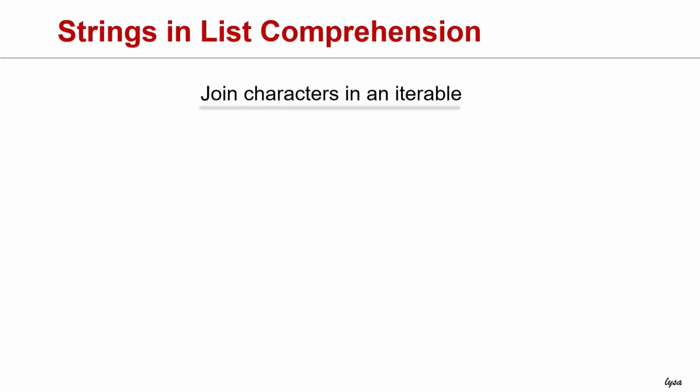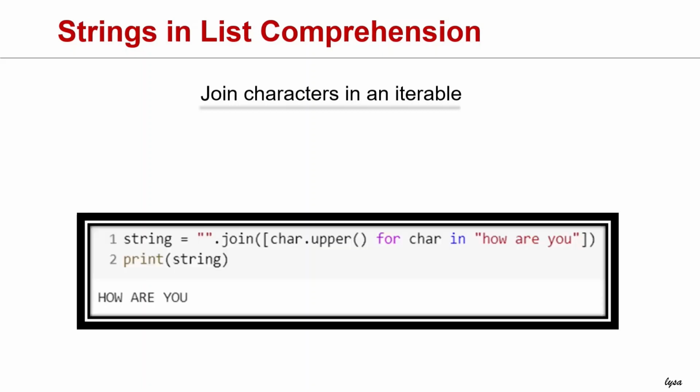This slide is not about list comprehension, but has more to do with strings, wherein I just want to join all the characters in an iterable. So as usual, we have char.upper for char in how are you, and that returns a list. But as we know, it returns a list where the list is composed of single characters H, O, W, etc. in uppercase. This list is an iterable, and this is passed as a parameter to the join function. And finally, we get it as a single string.